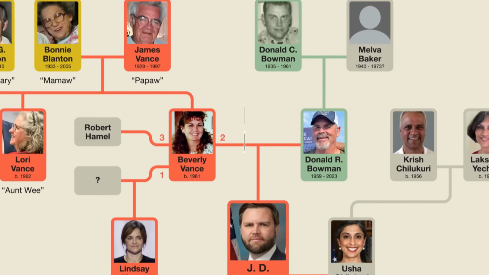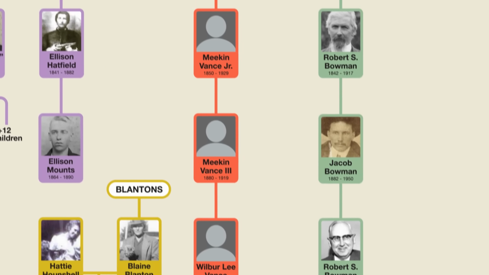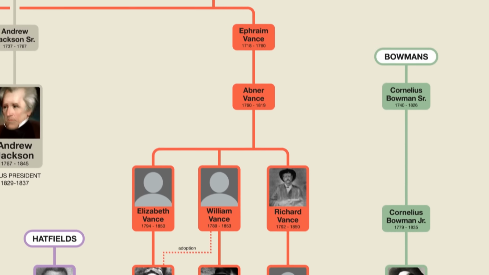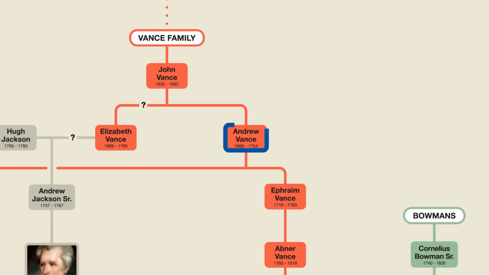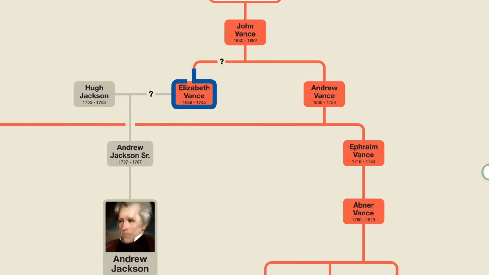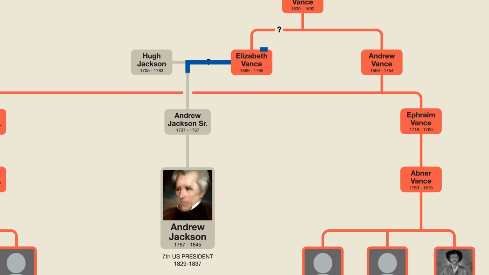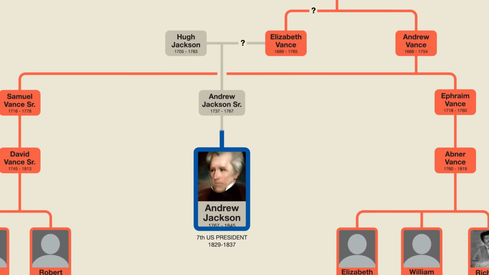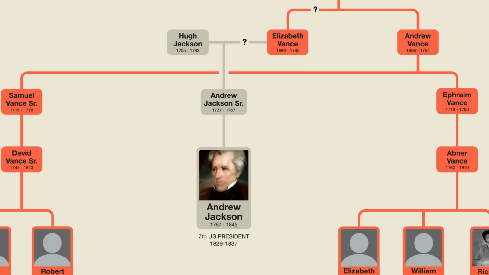Let's now look at JD's earliest Vance or Vouse ancestor to arrive in the Americas. That would be Andrew Vance. He was born in 1666 in what is today Northern Ireland, but at some point he decided to immigrate to Virginia, which is where he died in 1754. Andrew was possibly the brother of a certain Elizabeth Vance, who, according to some sources, was the paternal grandmother of U.S. President Andrew Jackson.